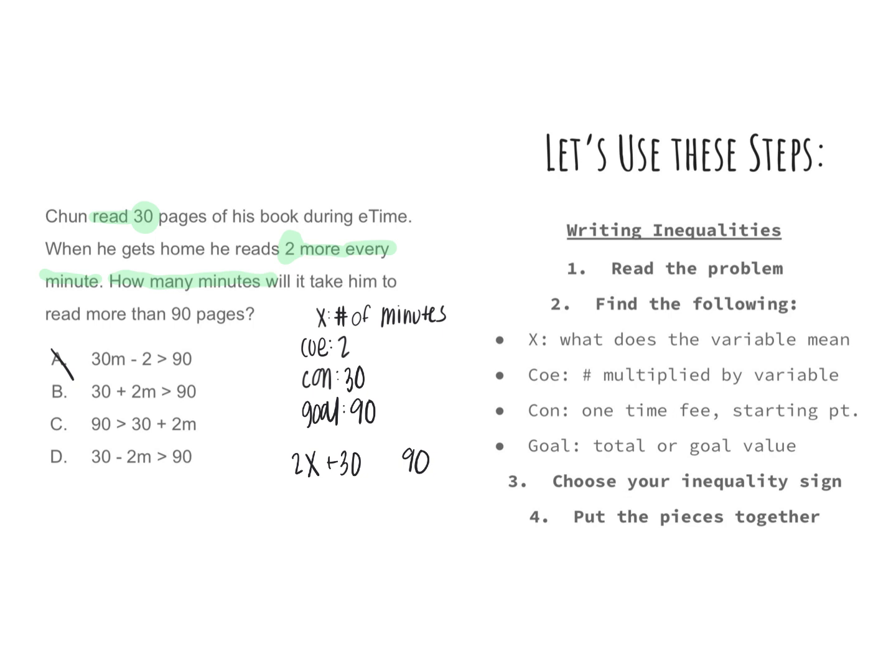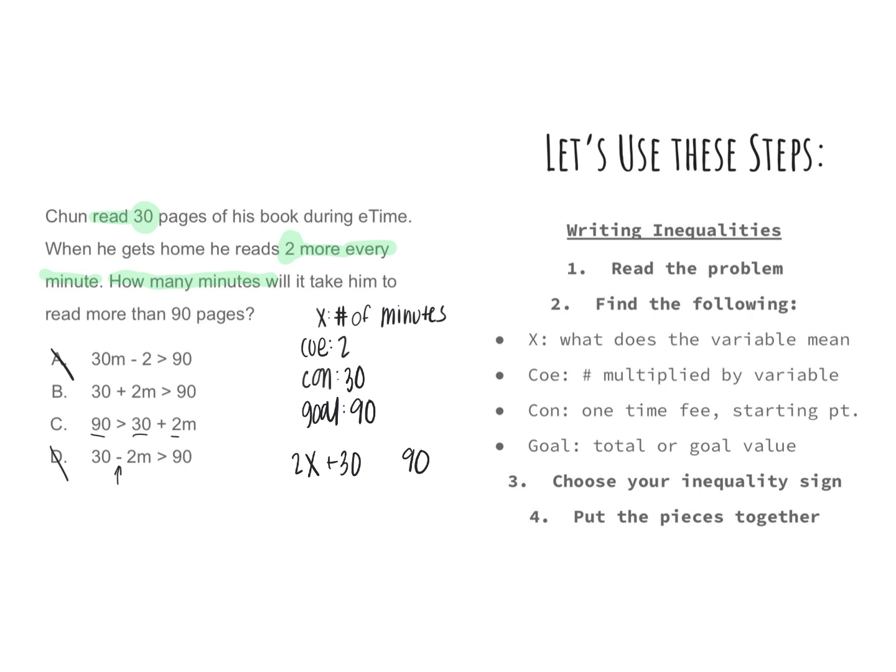C is also in a different order, but it also gets to stay because we have our coefficient, our constant, and our goal. They're all there, they're all in the right location. D is incorrect because we have a negative coefficient, which doesn't match what we found. So now we're deciding between our inequality sign opening toward our variable and opening away from our variable.